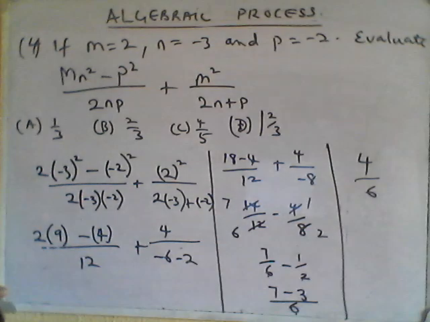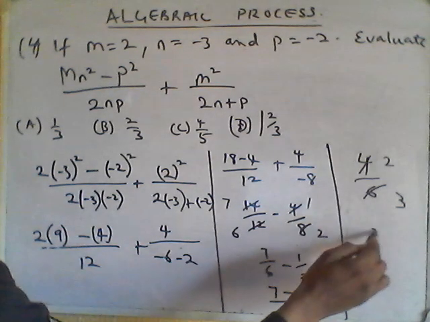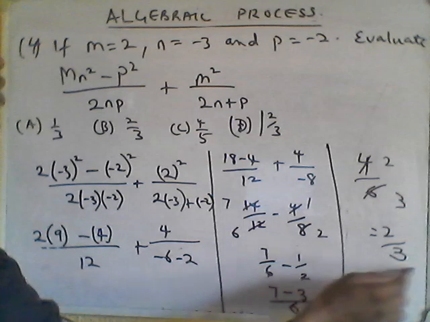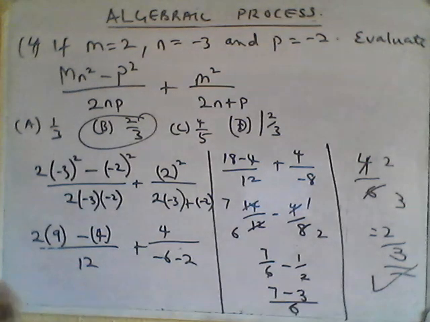I can still reduce this one. 2 here, 2; 2 here, 3. Final answer, 2 over 3. So let's go and look for the option. 2 over 3 is B. So that's the answer.